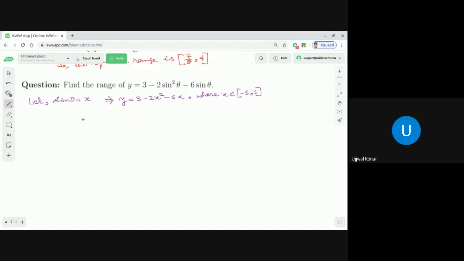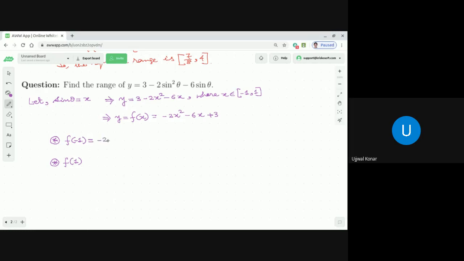So let me write the function, y is equal to f(x), in proper manner, that is, -2x square minus 6x plus 3. Now we are going to find the value of f(x) at 3 points. First point is f of minus 1. Second point is f of plus 1. And third one is at the point minus b by 2a. That also depends on whether minus b by 2a is in the open interval minus 1 to plus 1 or not.